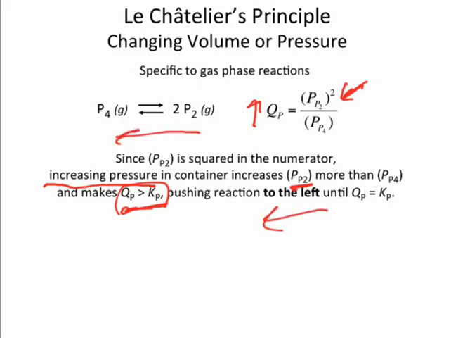And if you push this reaction to the left, then you're taking more gas molecules and turning them into less gas molecules to try to overall decrease the pressure slightly. And it'll do this until it hits equilibrium.